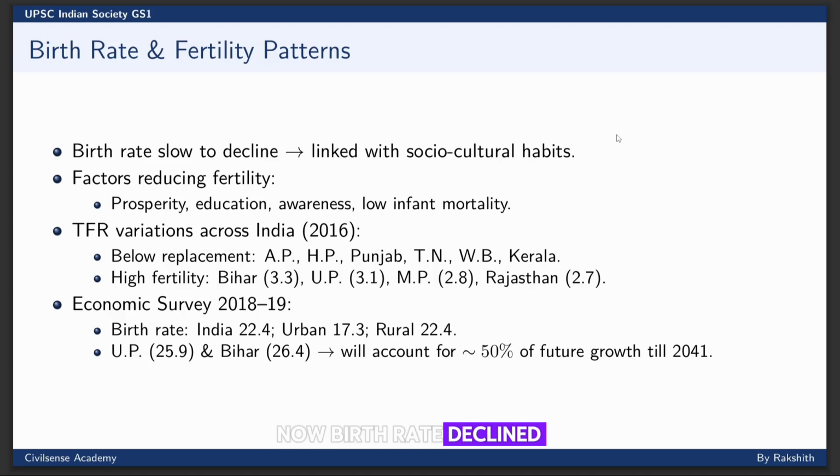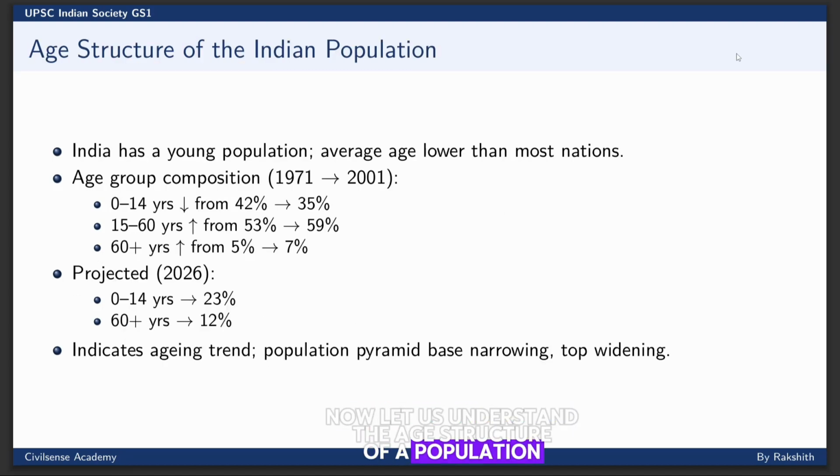Now, birth rate declined slowly because fertility is influenced by culture and mindset. And education, urbanization and women empowerment reduce fertility. Southern and western states have achieved replacement level fertility. Northern states like Bihar and Uttar Pradesh still have high fertility. An important fact for UPSC: Uttar Pradesh and Bihar alone will contribute nearly half of India's population growth till 2041.